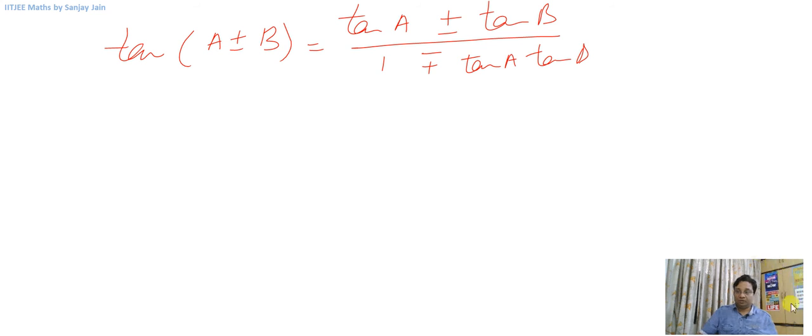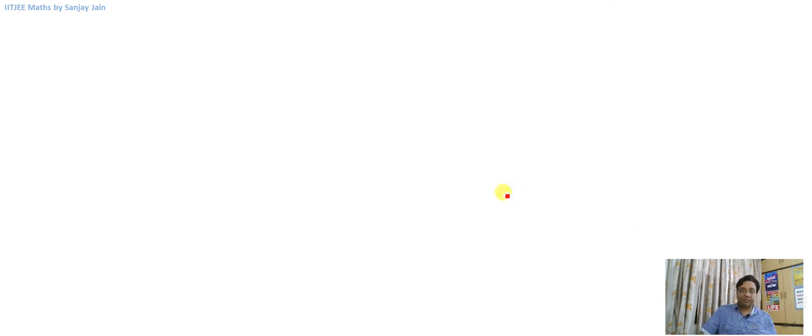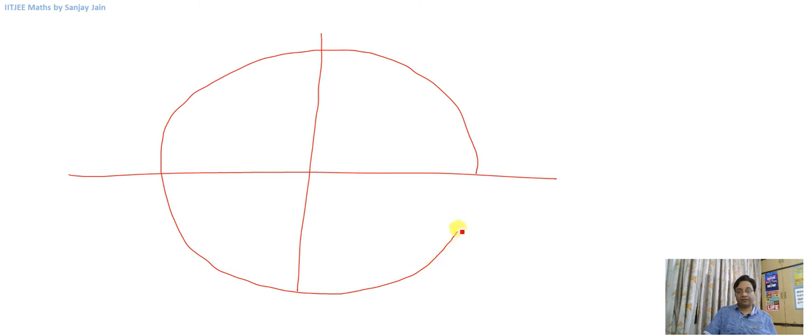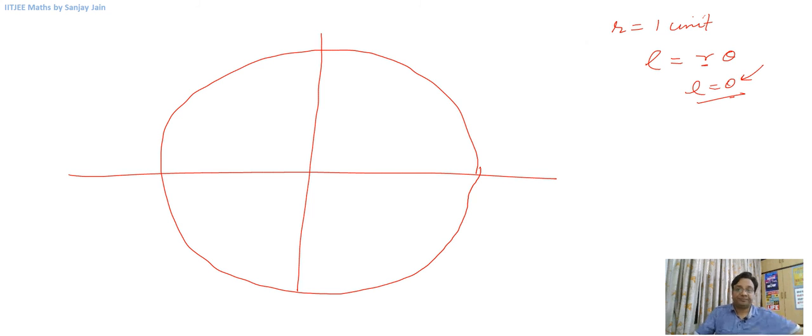So what you can do is, as is given in your NCERT book, let me give you that idea also before proceeding. For example, if you take this circle and let it be a unit circle. What I mean by unit circle is that the radius is 1 unit, and we know this formula L equal to r theta, right? If the radius is 1 unit, then the length of the arc is equal to the angle in radians. This is the angle that this length of arc is subtending at the center.